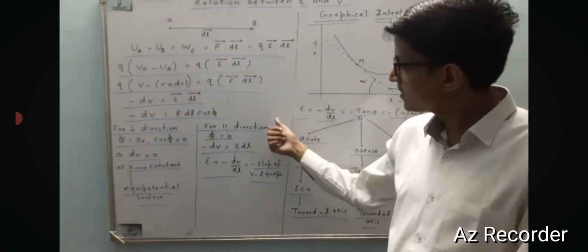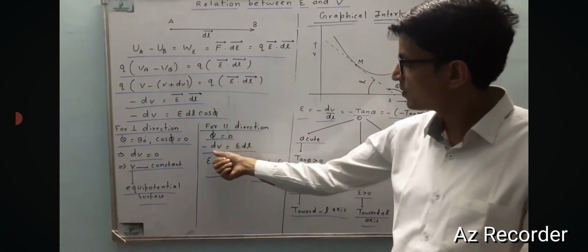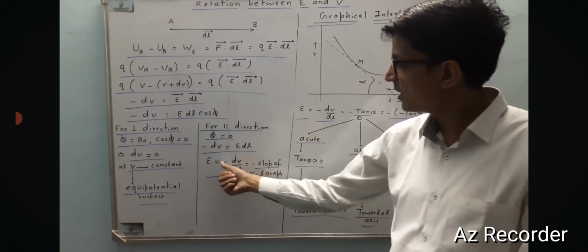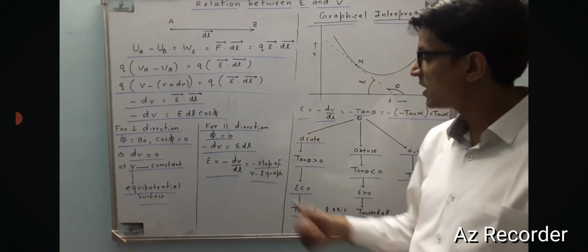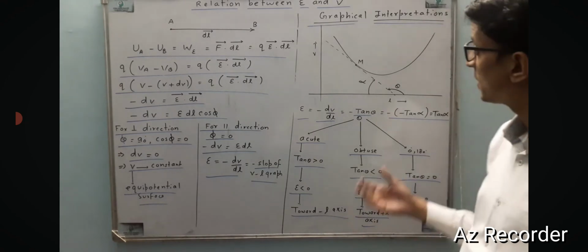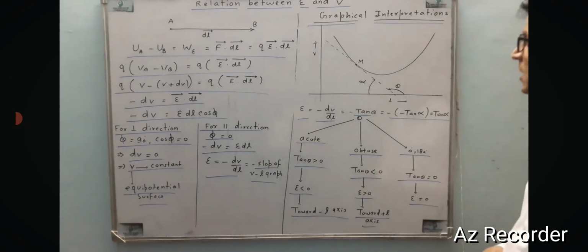Next, for the parallel direction, phi is 0. So minus dV is E dl. So E is minus dV by dl, which is the negative slope of the V-l graph. Now let's analyze the V-l graph. Suppose the V-l graph is like this.